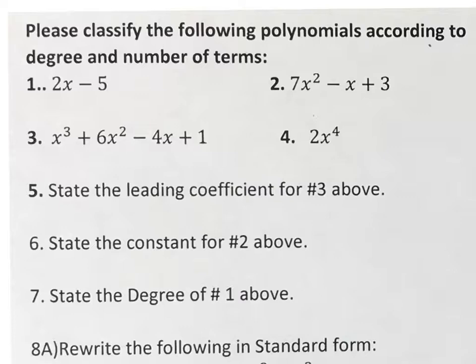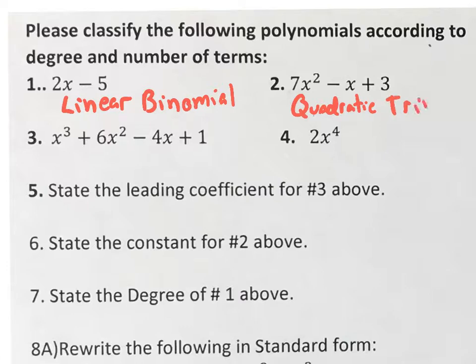On this handout it says, please classify the following polynomials according to degree and number of terms. So number 1, what do you say, guys? First and last name, what is number 1? Linear binomial. Excellent. It's linear because the highest exponent is 1, and it's a binomial because there are 2 terms. How about number 2? Quadratic trinomial. Quadratic, because the highest exponent is 2. Quadratic trinomial, because there are 3 terms. Quadratic trinomial for number 2.